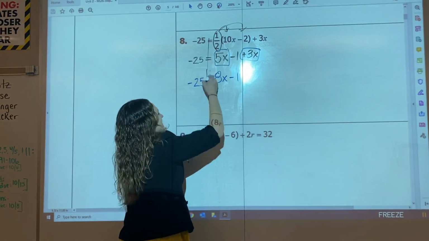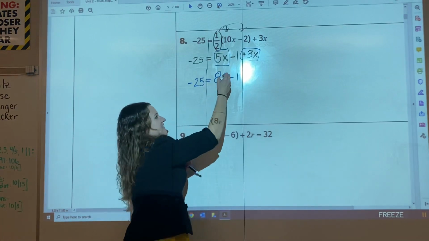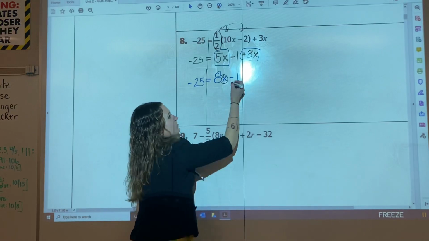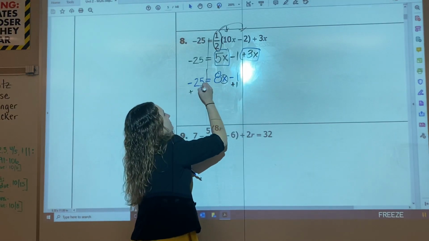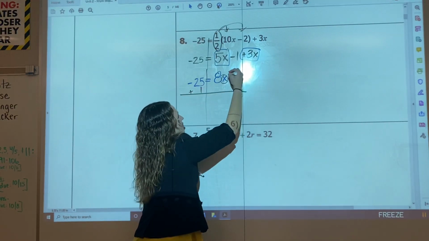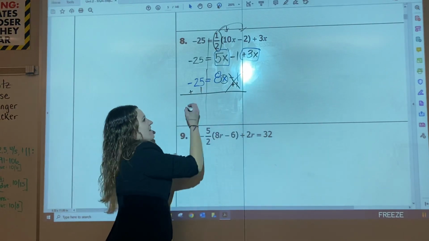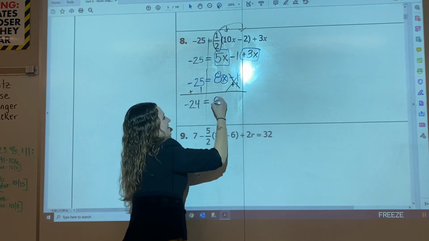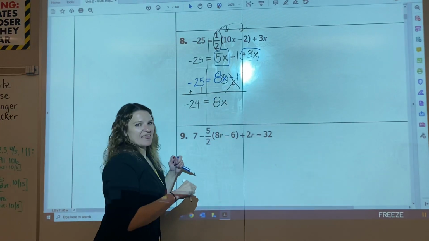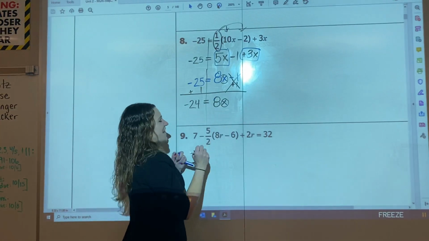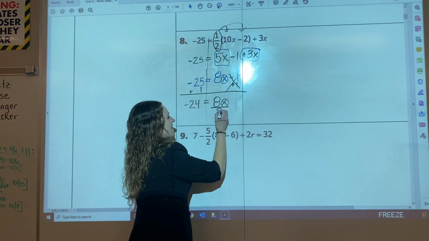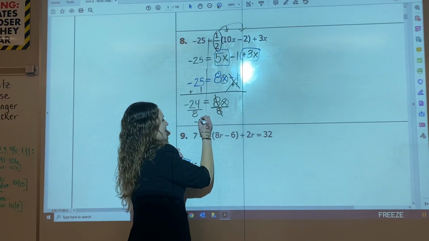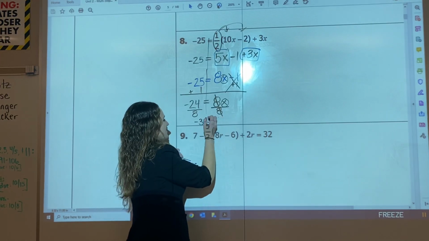Still want to keep my line here. Trying to get this x by itself. So I know I need to get rid of this negative 1, so I'm going to add 1. Over here it'll go away, and I'll have negative 24 equals 8x. Last step. Gotta get that x by itself, so I'm going to divide by 8. Cancel those out. And negative 3 equals x.